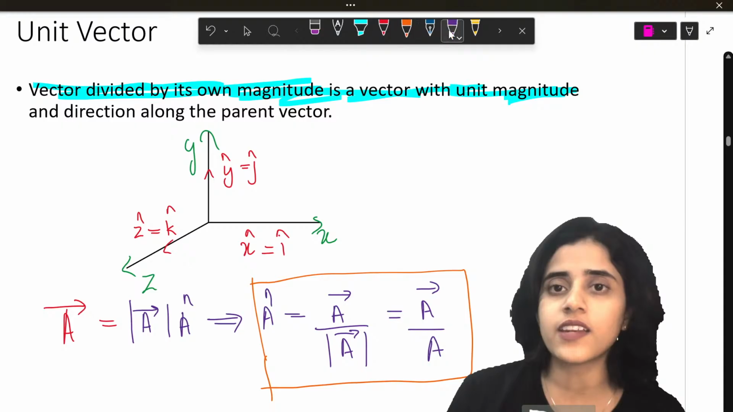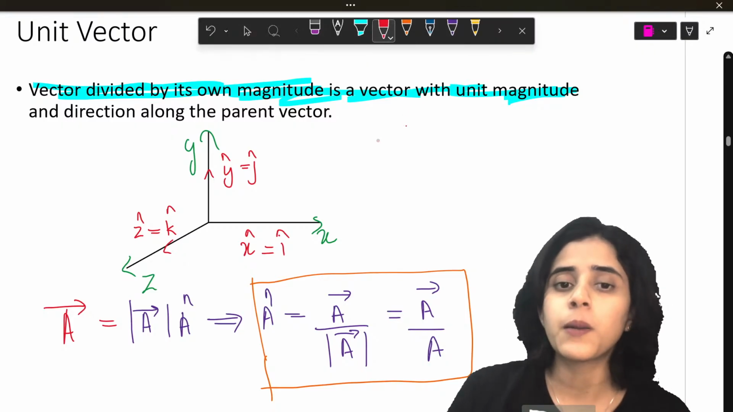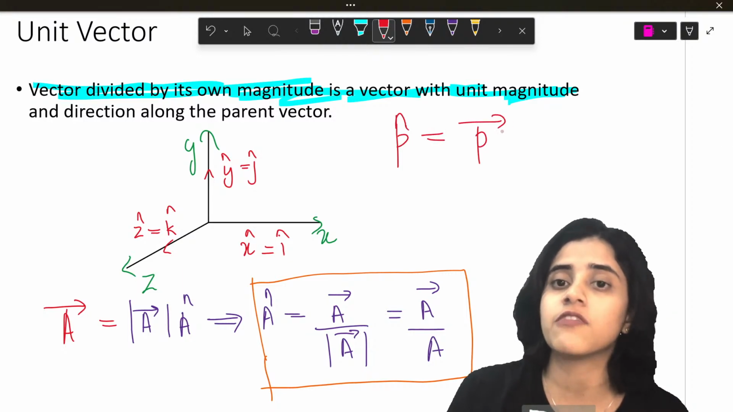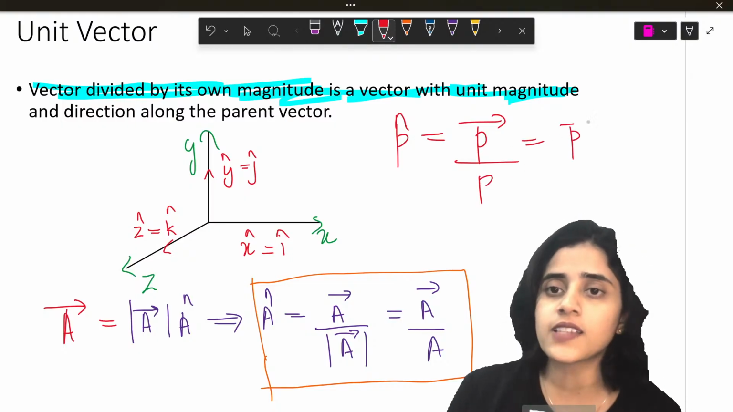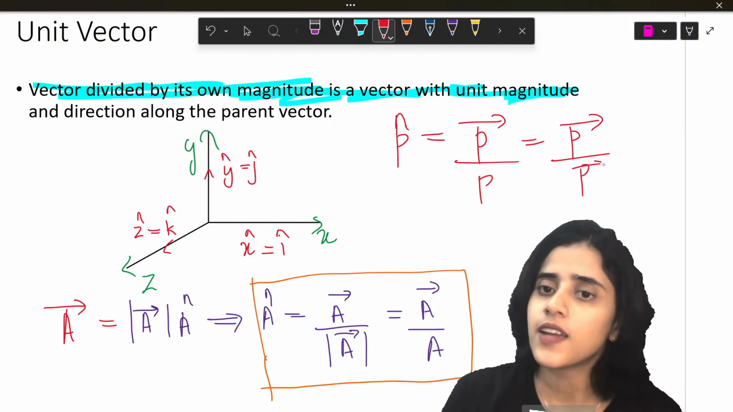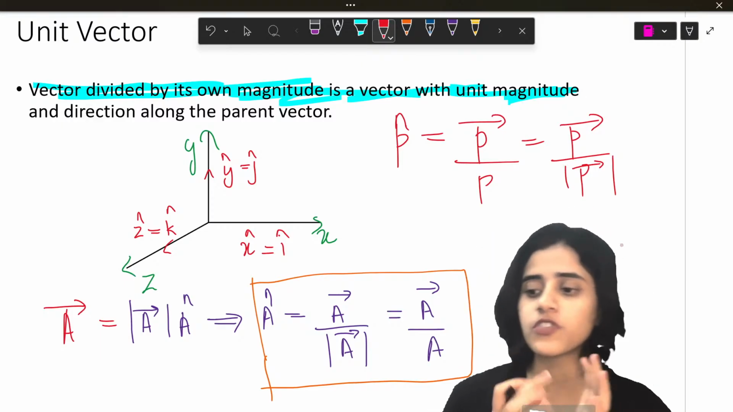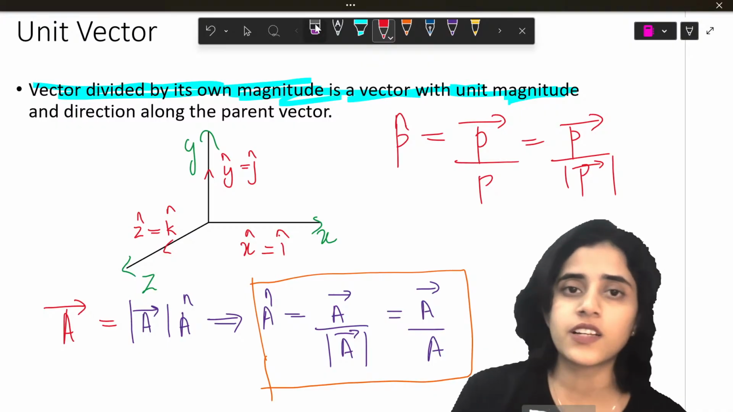Now, let's write down another example of a unit vector. Let's say P cap is a unit vector, so it will be the vector P divided by the magnitude of P. This can also be written as the vector P divided by, again, magnitude of P. These are two ways in which you can represent magnitude of P. Is unit vector clear to all of you?